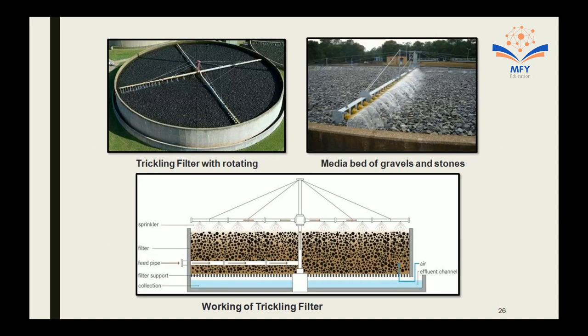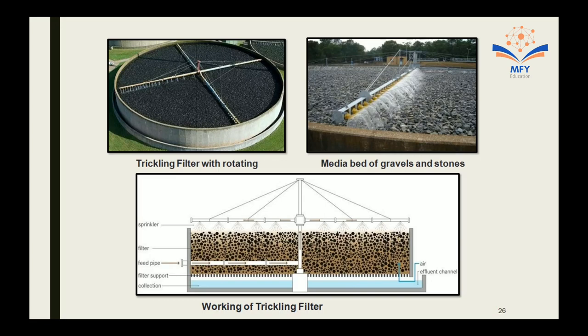These are the three pictures: the trickling filter with rotating arm, and the media bed of gravels and stones. Our last one will be the working of trickling filters. There are sprinklers, the filter feed pipe, the filter support and collection, and last is the effluent channel where air is aerated.